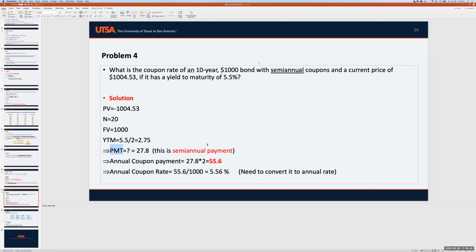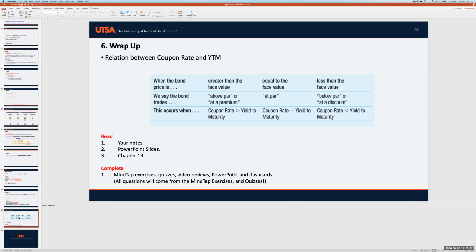So annual coupon rate is 55.6 over 1,000, which is an annual coupon rate of 5.56%. So, summary: when the bond price is greater than the face value, we say that the bond trades above par or at a premium. This occurs when the coupon rate is higher than yield to maturity.